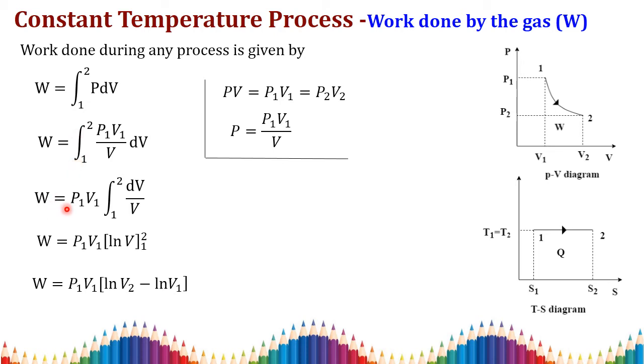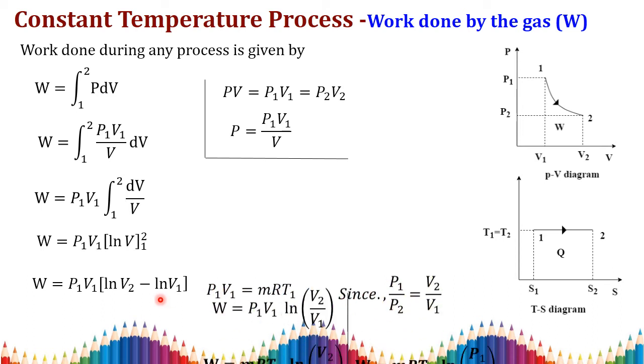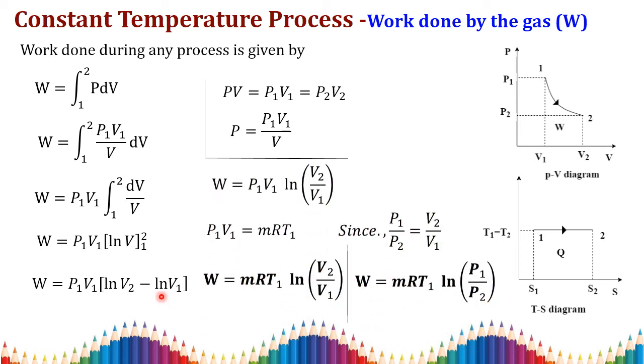What you can get, work done is equal to P1 V1 integral of 1 to 2 of dV by V. The integral of 1 by V into dV is ln V. So we can write work done is equal to P1 V1 ln V, with the lower limit 1 and the upper limit 2. Substituting these limits, work done is equal to P1 V1 [ln V2 minus ln V1]. This ln V2 minus ln V1 can be written as ln V2 by V1. So work done is equal to P1 V1 ln V2 by V1.